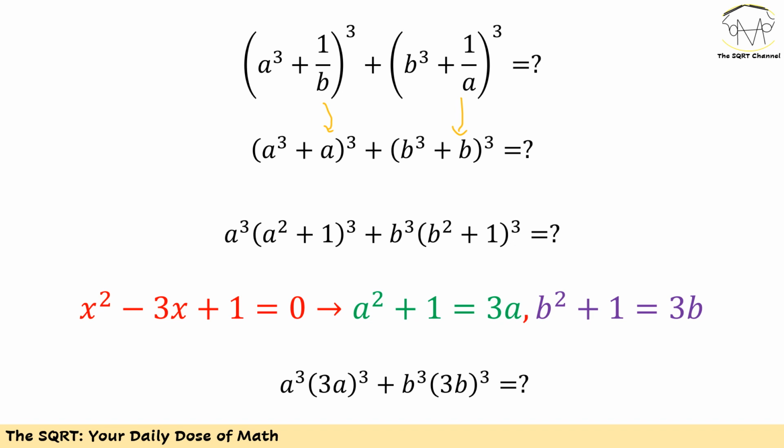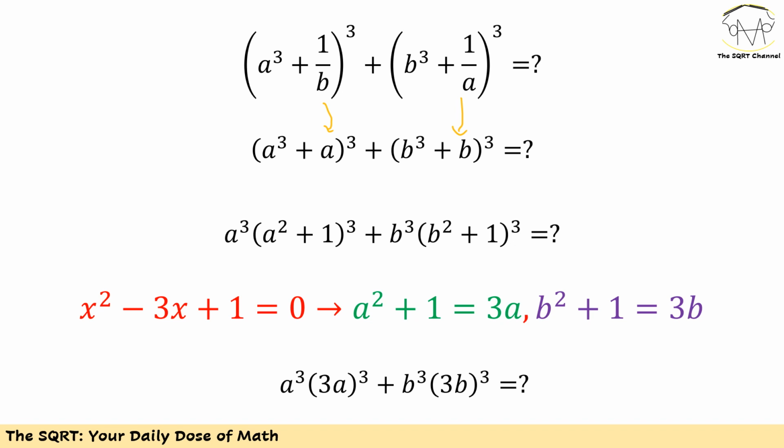Now let's move forward. I have a cubed plus a and I have b cubed plus b. Obviously, for the first term I can factor out a, and for the second term I can factor out b. Since I have power of 3 of each term, I'm going to factor out a cubed from the first term and b cubed from the second term. We are going to end up with a cubed times (a squared plus 1) to the power of 3, and for the second term I'm going to have b cubed times (b squared plus 1) to the power of 3.